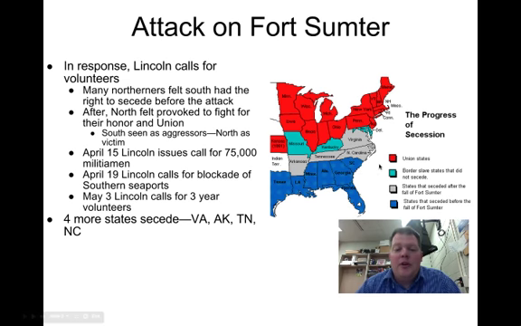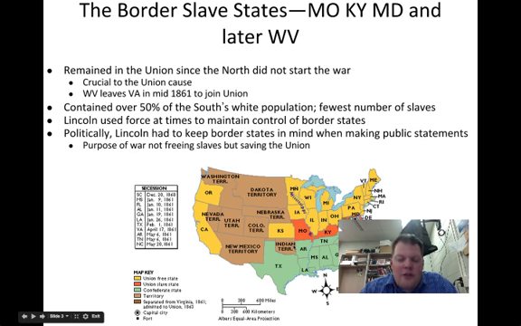So Lincoln has to basically put it down. When Lincoln calls for these troops to be raised, these other states, these gray states, will also join the Confederacy. So Virginia, Arkansas, Tennessee, and North Carolina join the Confederacy at that point. Now there are other slave states that aren't part of the Confederacy. You have Missouri, you have Kentucky, and you have Maryland.